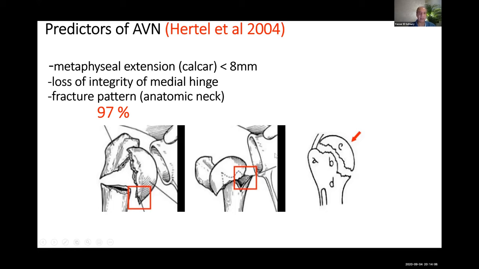So if you have a case with a head fracture and a large piece of metaphyseal bone, this gives good prognosis and you can go for internal fixation. Or if you have a fracture with impact medial cortex, in which there's continuity of the medial cortex, this will give a better prognosis.